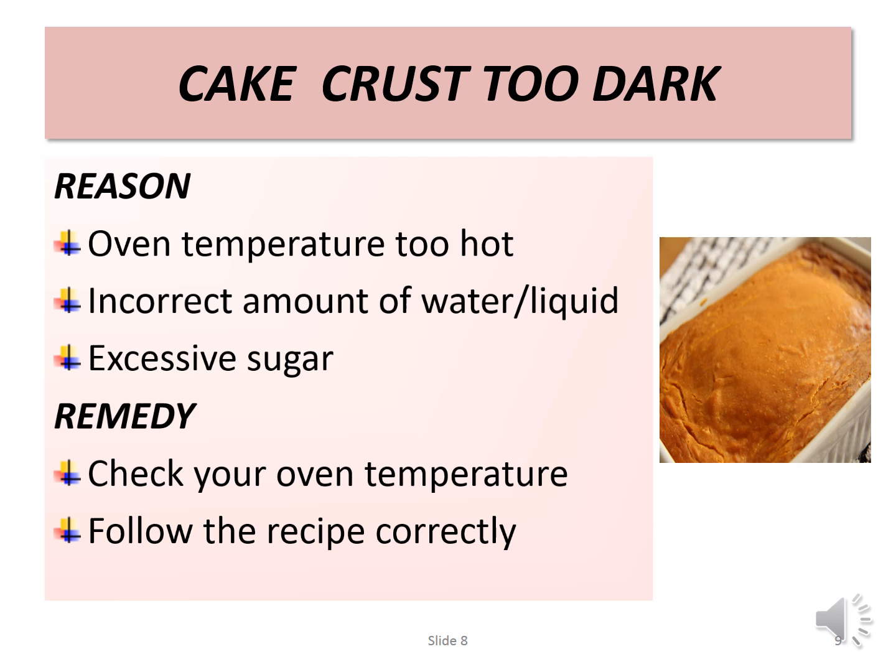Many times we find that cake crust is very dark. It can be because of too hot temperature of the oven, or we have not added water or any liquid in proper amount, or excessive amount of sugar has been added. To prevent it, we should check the oven temperature. Mostly the cakes are baked at 180 degrees centigrade, and that temperature should be maintained. It should not be very high. Then follow the recipe properly. Proper amount of water and liquid should be used. Don't use excessive sugar.